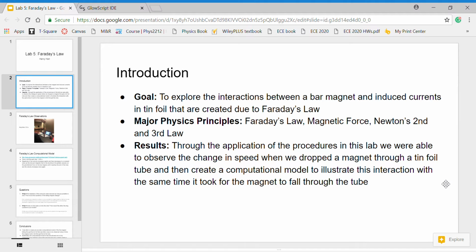Through the application of the procedures in this lab, we were able to observe the change in speed when we dropped a magnet through a tinfoil tube and then create a computational model to illustrate this interaction with the same time it took for the magnet to fall through the tube.